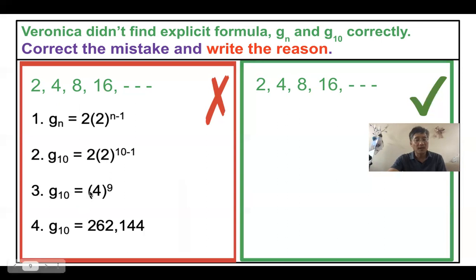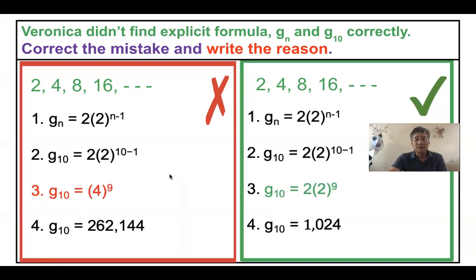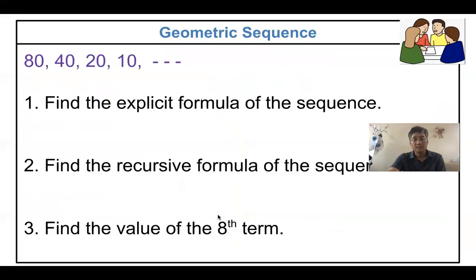So you cannot multiply this first, right? Let's correct it. 2 times 2 to the 9th power. If you put it into the calculator like this, you get 1024, not this big number. Everybody understand? So you can practice this one by yourself.